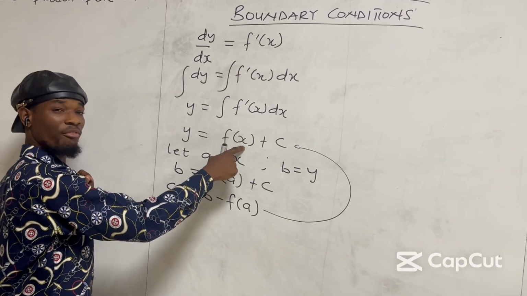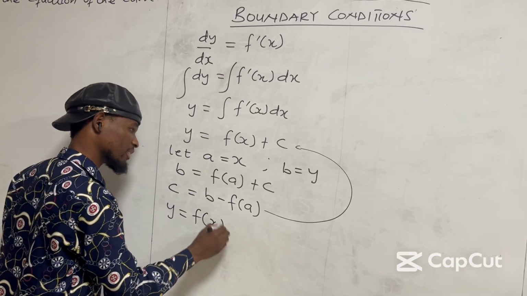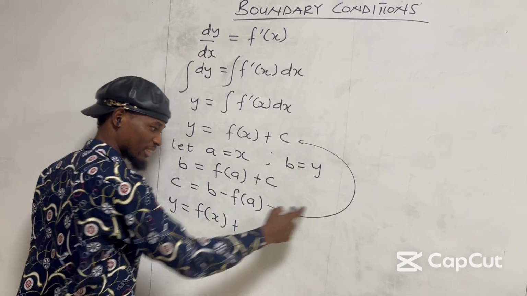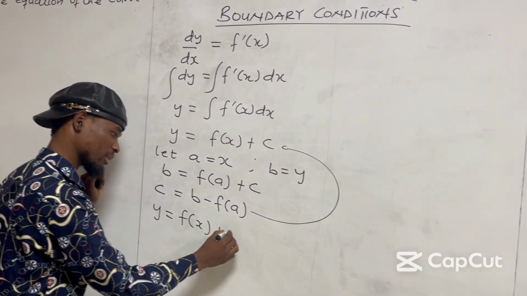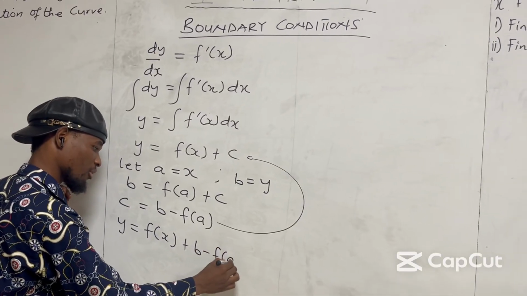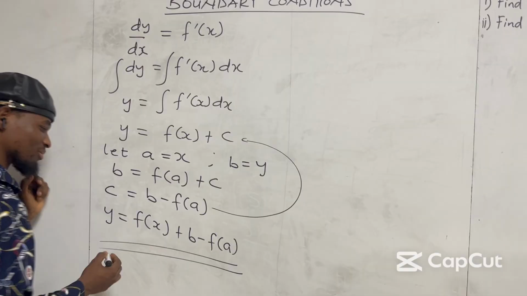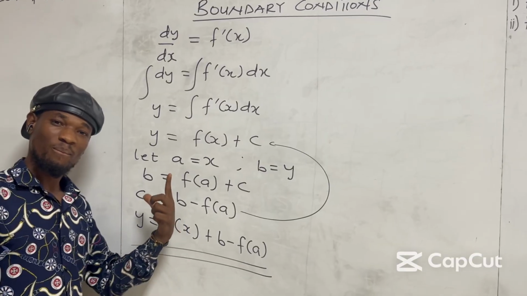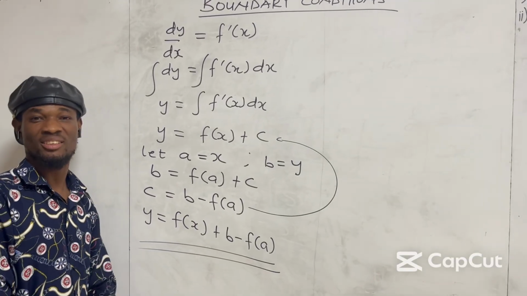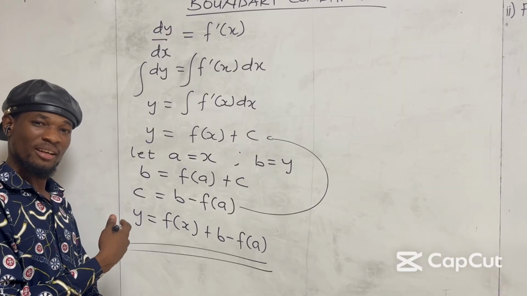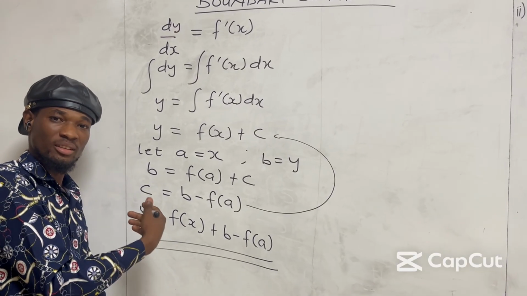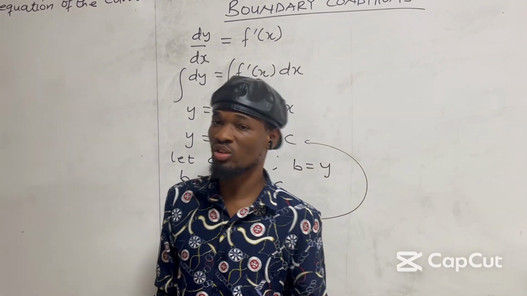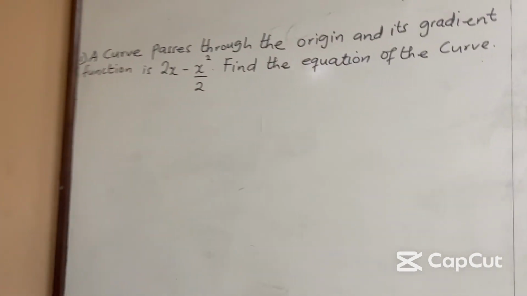So my y is equal to f of x plus c. What is our constant of integration? Our constant of integration is b minus f of a. As simple as that. Viewers, this is the concept behind boundary conditions. So clearly, it throws more light on the constant of integration. So let's go to the board in order to appreciate boundary conditions.